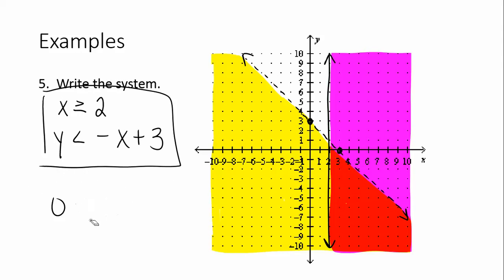X is greater than or equal to 2. That's the vertical line with the purple shading. And we have y is less than negative x plus 3. That's the dotted line with the yellow shading, and then the solution here would be this red where the yellow and purple overlap.